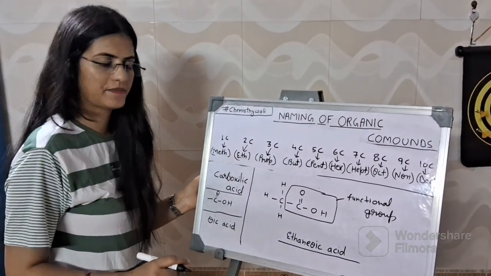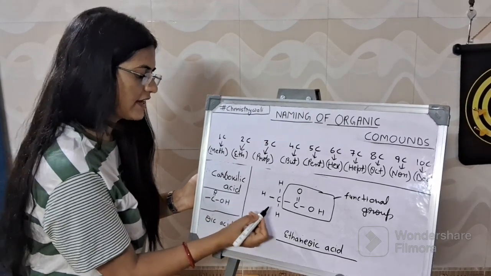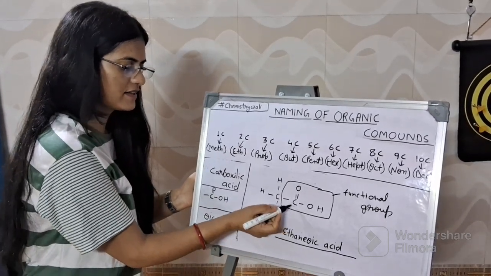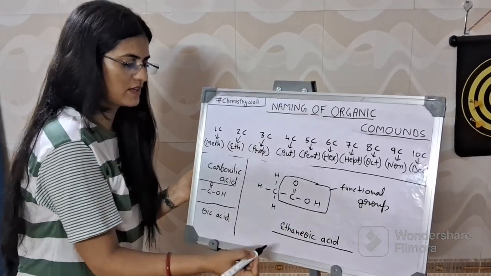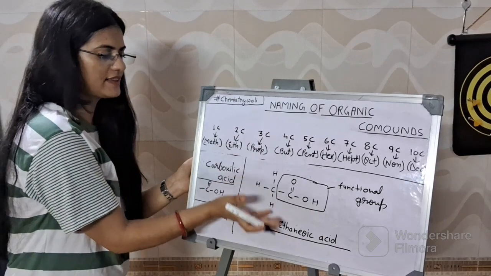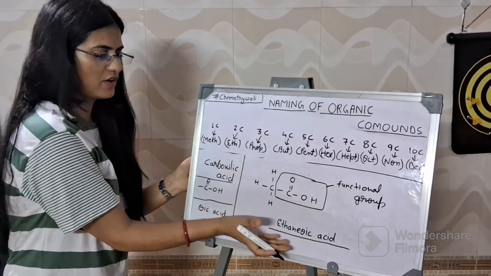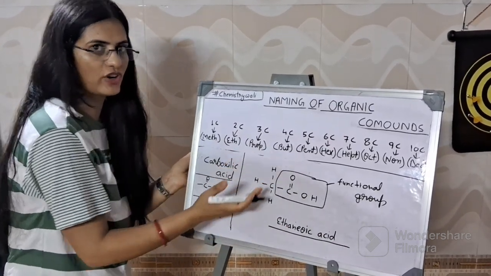Ethanoic acid. So how will we name this one? 2 carbons, eth; a because of the single bond; oic acid for the carboxylic group. How to name this compound? Ethanoic acid. Now the name of the compound is ethanoic acid.